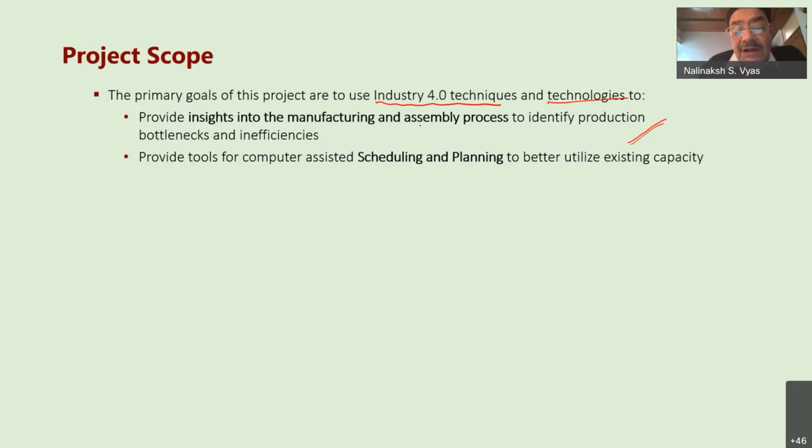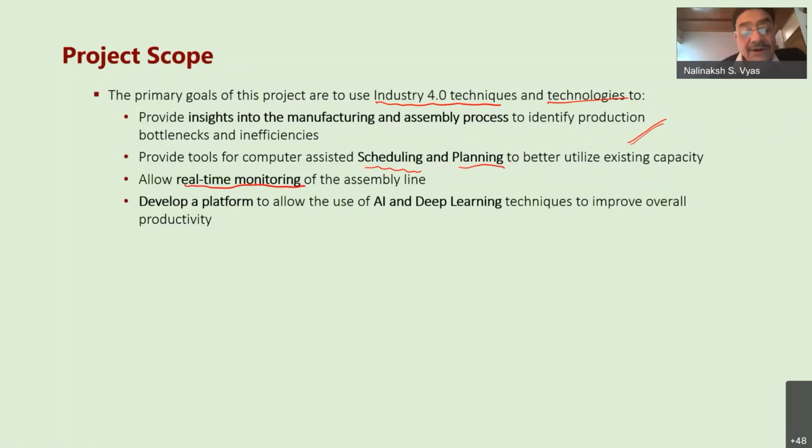So the scope included providing insights and improving productivity, automatic scheduling and planning, real-time monitoring of the health of the assembly line, because now you have the machines talking to a platform, and then development of artificial intelligence and deep learning techniques to improve overall productivity.